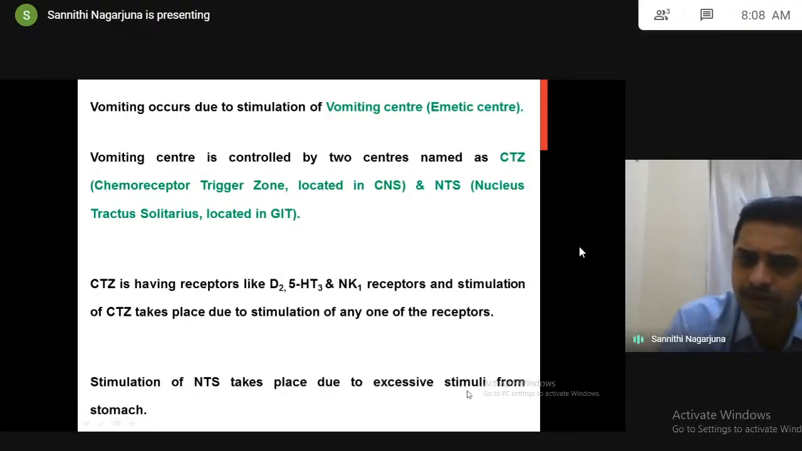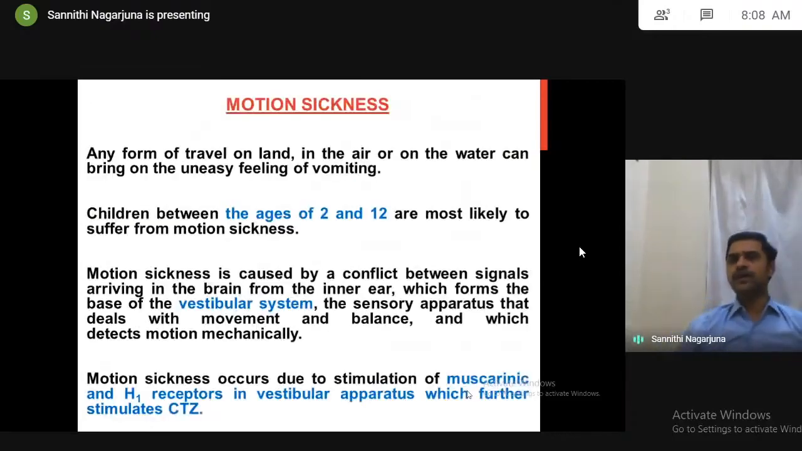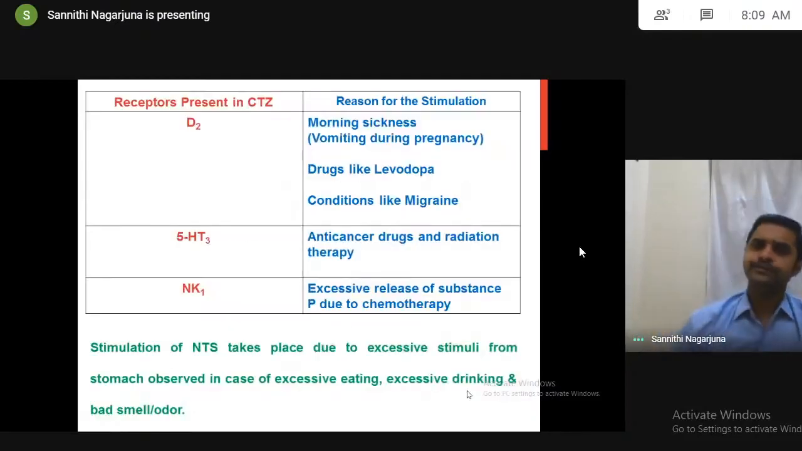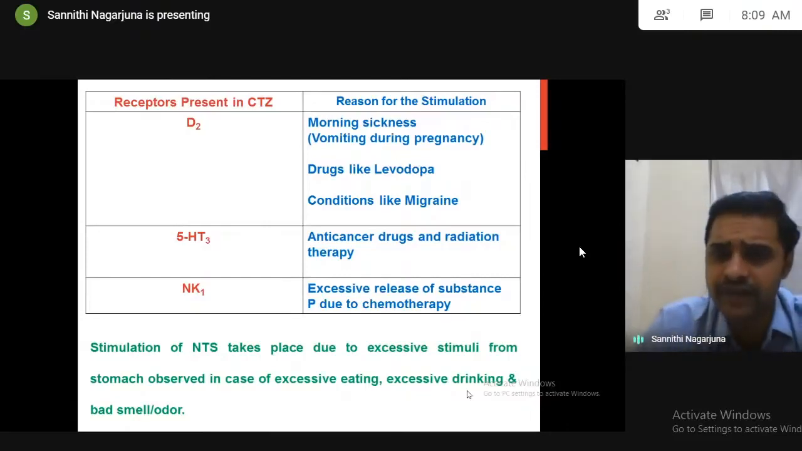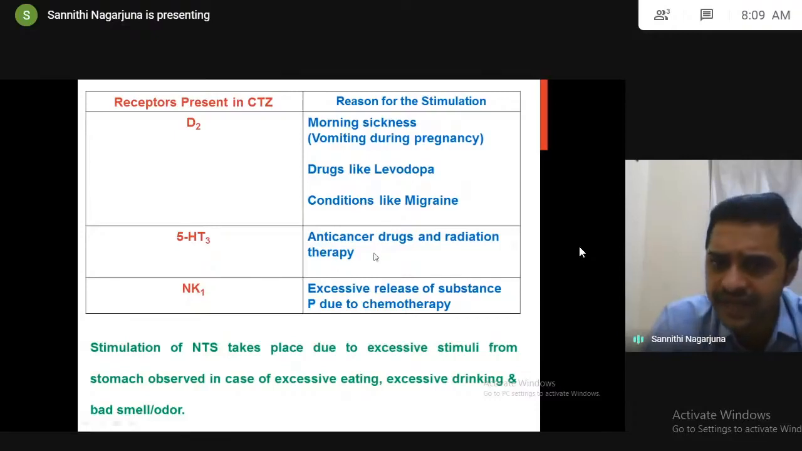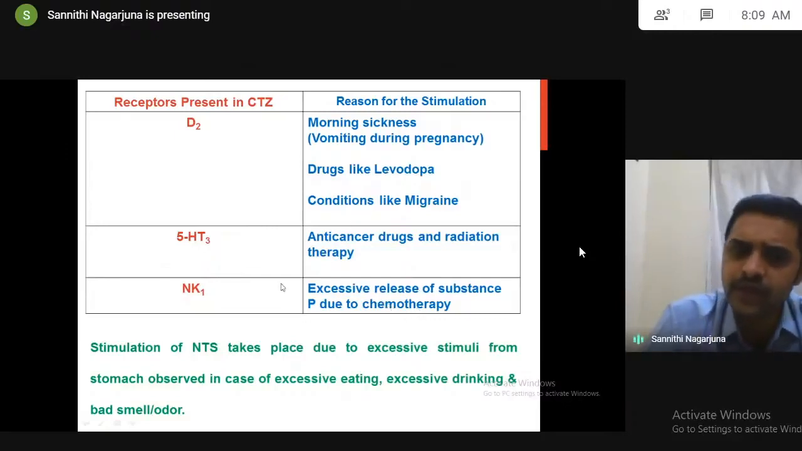So what are the things that will stimulate these receptors? First, vomiting during journey, motion sickness, occurs because of the stimulation of muscarinic and H1 receptors in the vestibular apparatus, which further stimulates the receptors in CTZ and causes vomiting. Morning sickness, levodopa, and migraine, where vomiting is because of the stimulation of D2 receptors in CTZ. Anti-cancer drugs and radiation therapy produce vomiting due to stimulation of 5-HT3 receptors in CTZ. Excessive release of substance P due to chemotherapy is because of the stimulation of NK1 receptors.